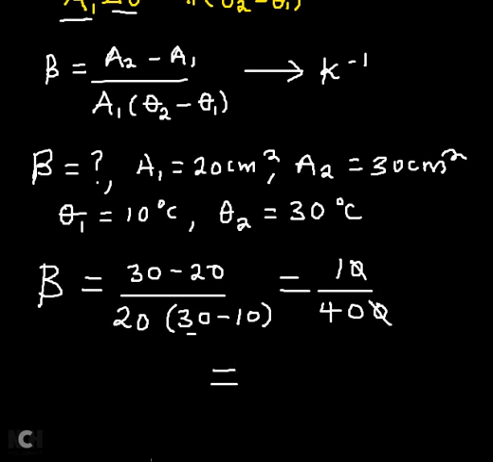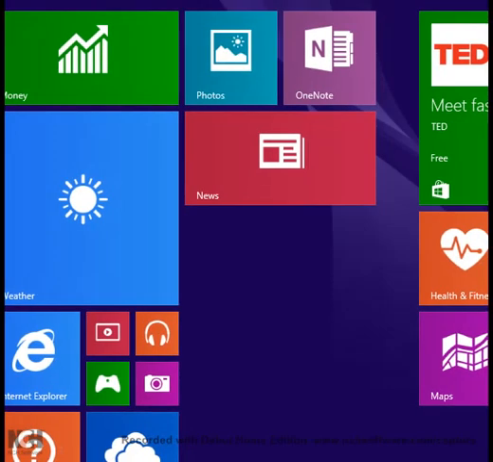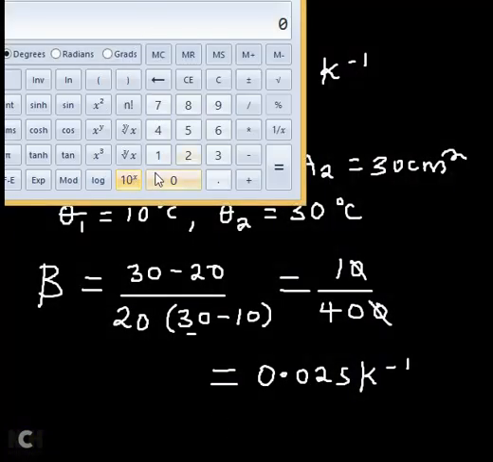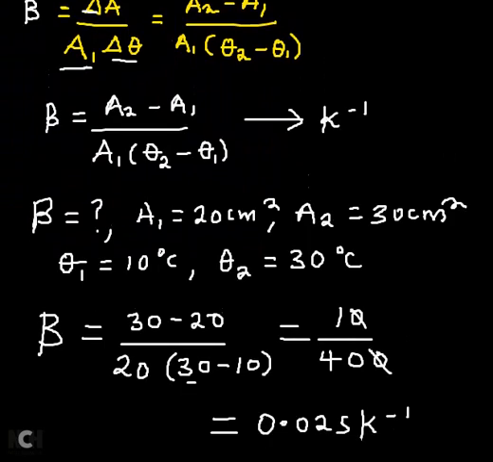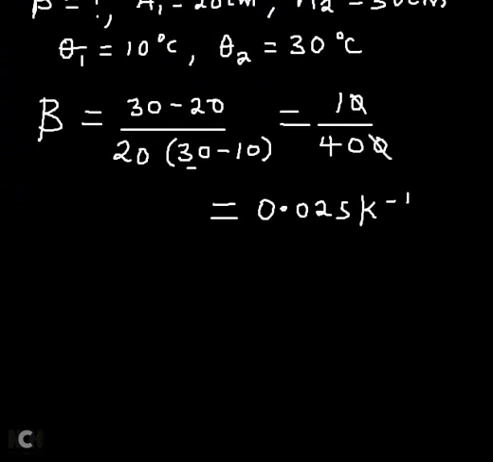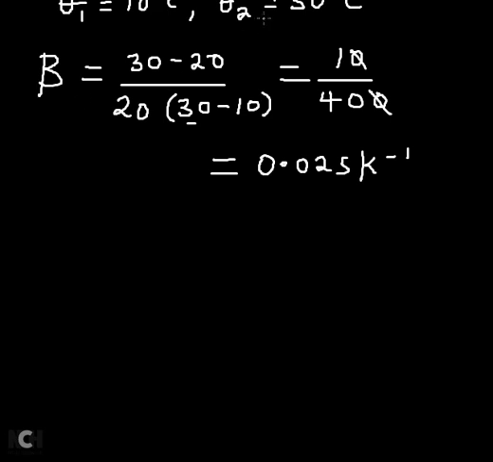1 over 40 should give me 0.025 if I'm not mistaken, per Kelvin. Let me confirm that. 1 divided by 40 is 0.025 per Kelvin. So that is the area expansivity of that particular substance. Please take note of that, and we're going to proceed.